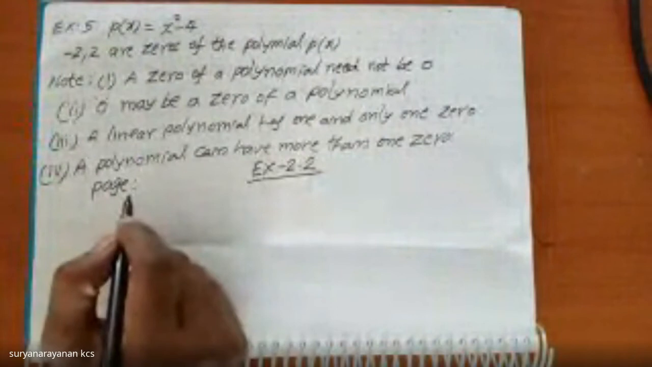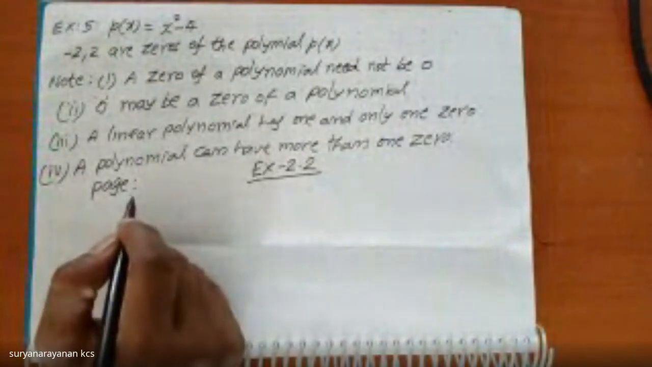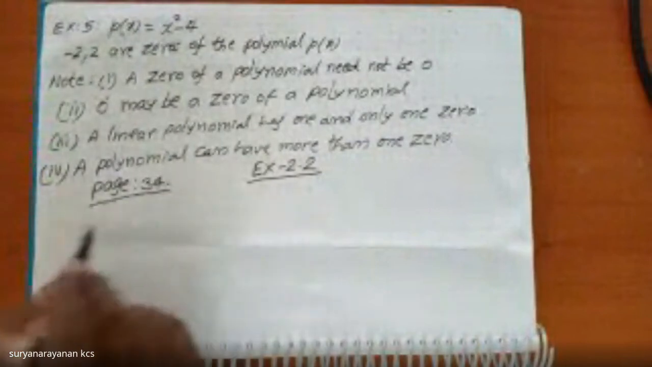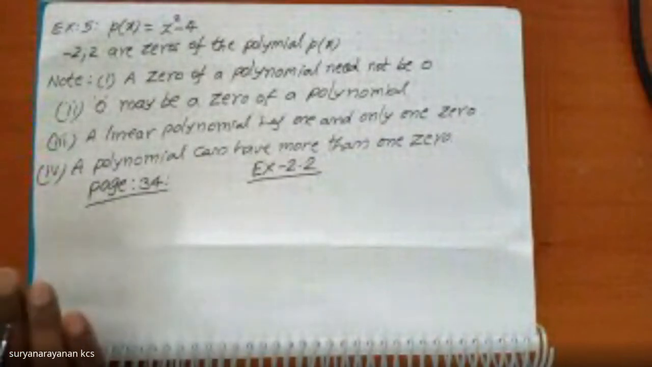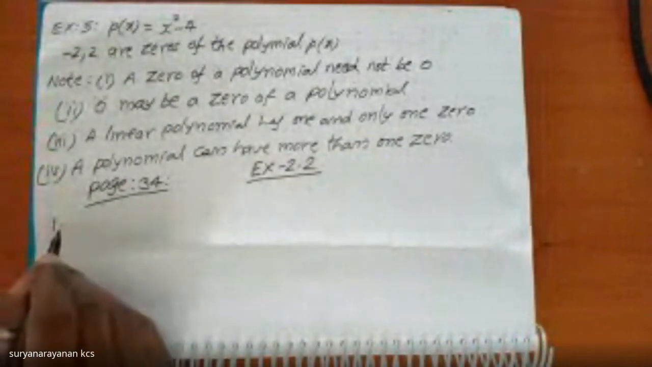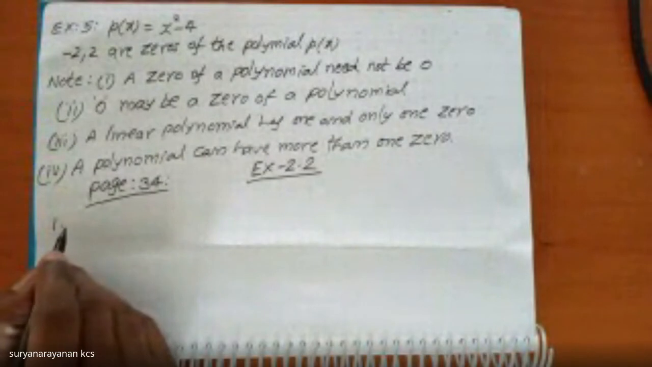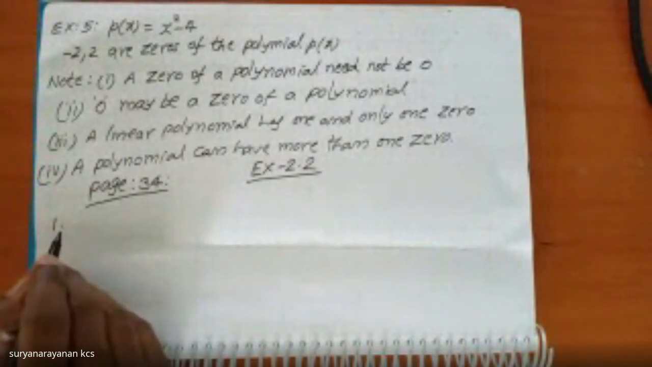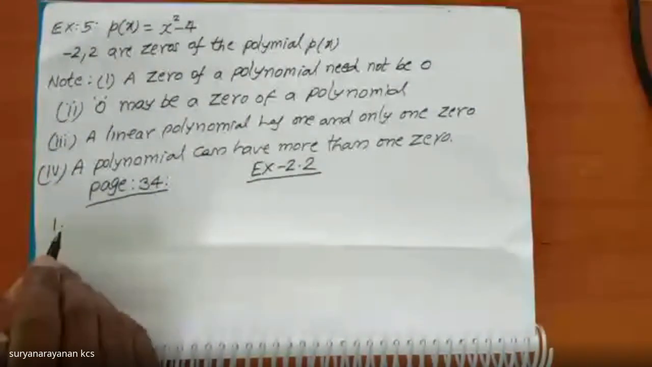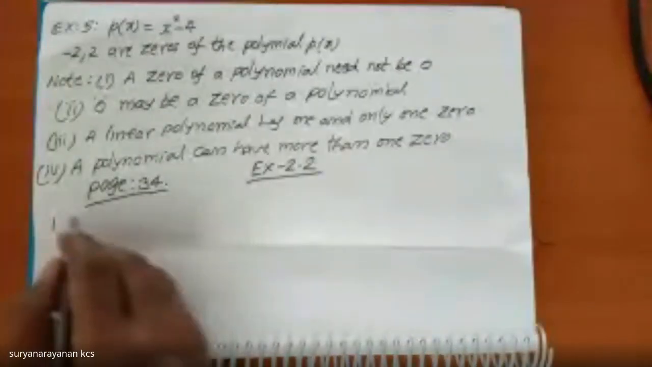Now all of you open the textbook at page number 34, my dear children. See question number 1. Find the values of the polynomial at x equal to 0, at x equal to -1, and x equal to 2. If the x value is -1, if the x value is 0, and if the x value is 2, then what is the value of the polynomial?